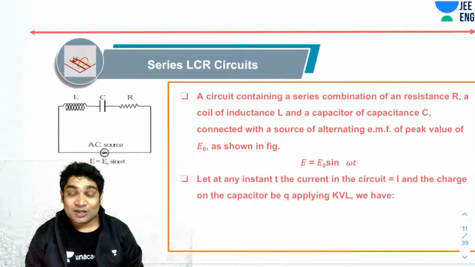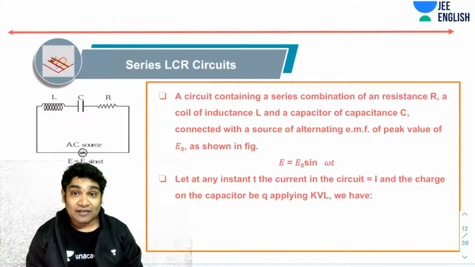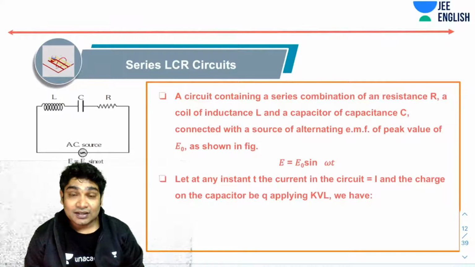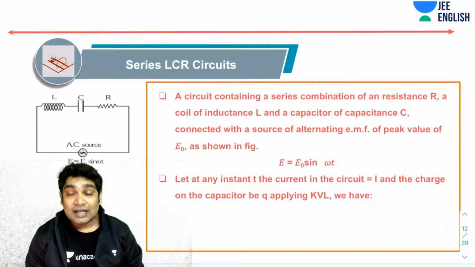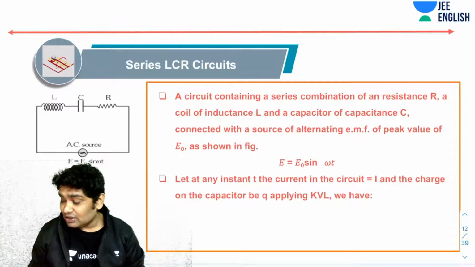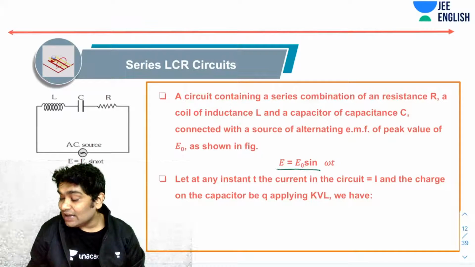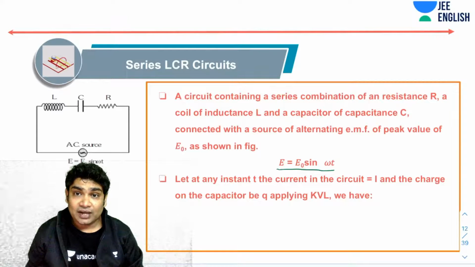Anyways, the first circuit that we'll be talking about today is the series LCR circuit. That's a circuit containing a series combination of a resistance, an inductor, and a capacitor, all connected to an alternating EMF source, which has some peak value E naught. The EMF in the source varies as E equals E naught sine omega t.